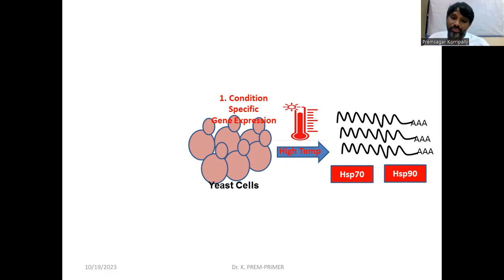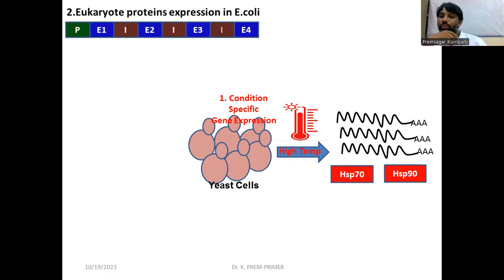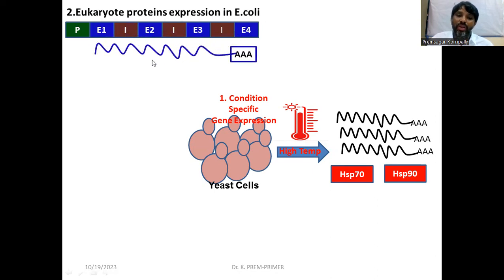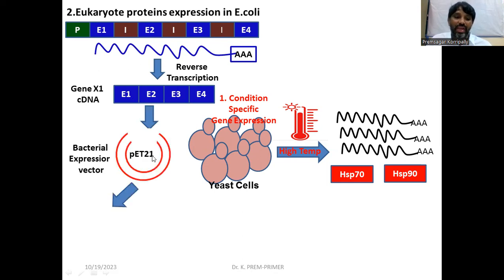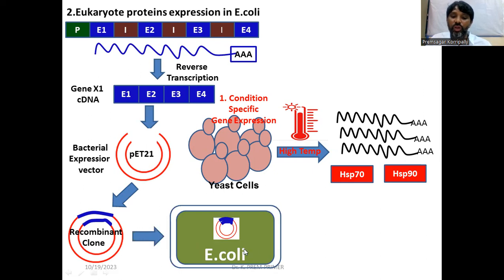And the second one is eukaryotic protein expression in E. coli. This is a gene, transcribed, you got mRNA, and that is converted to cDNA. The cDNA has only exons, E1, E2, E3, E4. E stands for exon, I stands for intron, right? This cDNA is cloned into the pET vector, and this is the recombinant. The recombinant is transformed into the E. coli.